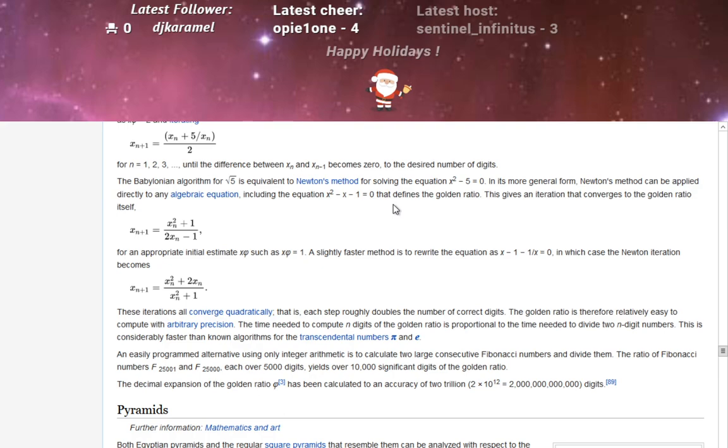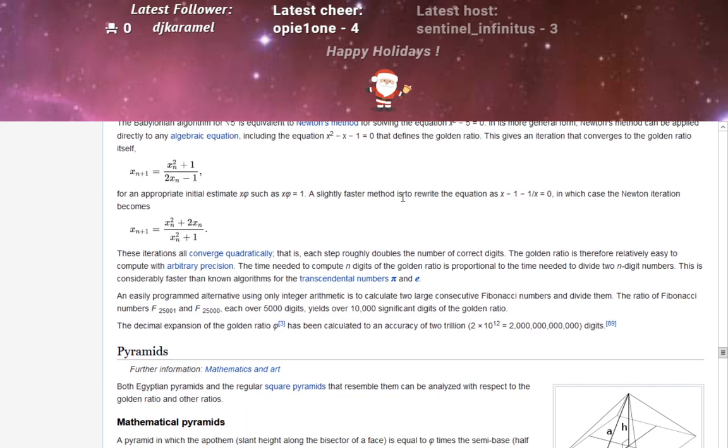The time needed to compute n digits of the golden ratio is proportional to the time needed to divide two n-digit numbers. This is considerably faster than known algorithms for the transcendental numbers. An easily programmed alternative using only integer arithmetic is to calculate two large consecutive Fibonacci numbers and divide them.